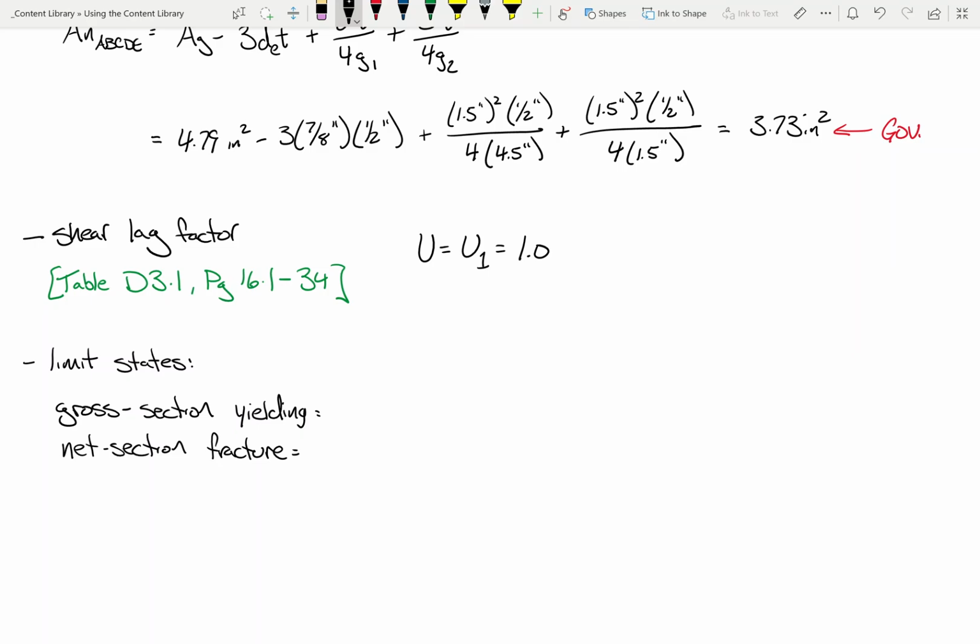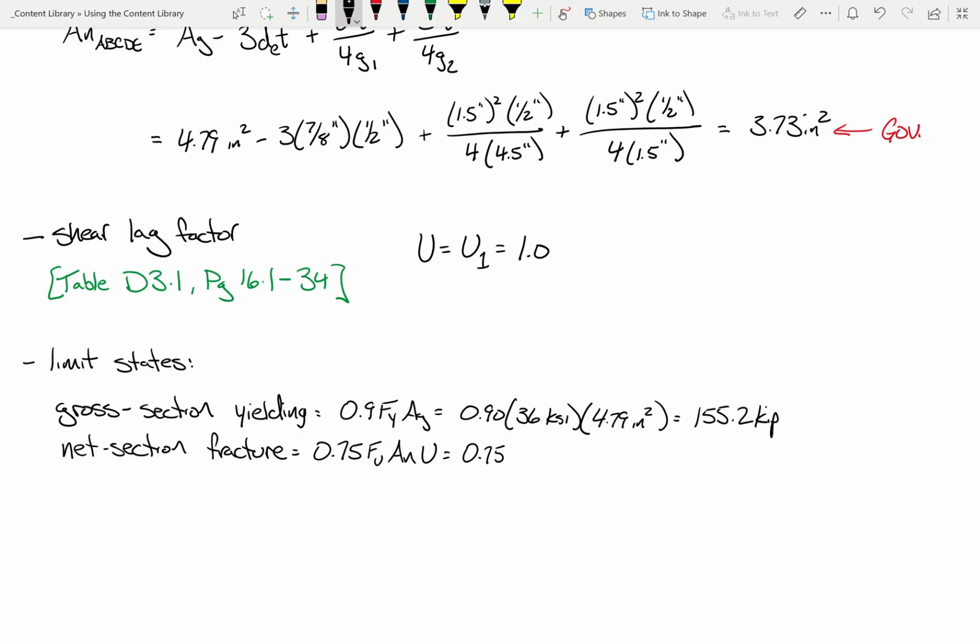I must introduce you to a truth of structural engineering, and you will see that after this. What is the formula for gross section yielding? 0.9 AgFy. That's right. So 0.9, and then that was 4.79. So what do we get for this? 155.2. This is 0.75 FuAnU. So what do we get here? 162.3.